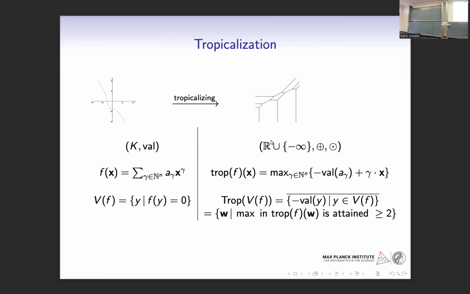So the first is I can look at the points that satisfy f(y) = 0, and I tropicalize them by taking the valuation, so minus val, and then I need to close this up under the Euclidean topology. This is one way to tropicalize the variety. The other is to say, okay, instead of looking at the points, I'm going to look at the condition f(y) = 0 and tropicalize that. And this amounts to looking at those points where the maximum in trop(f) is attained at least twice. And both of these give you the same set. That's the claim.